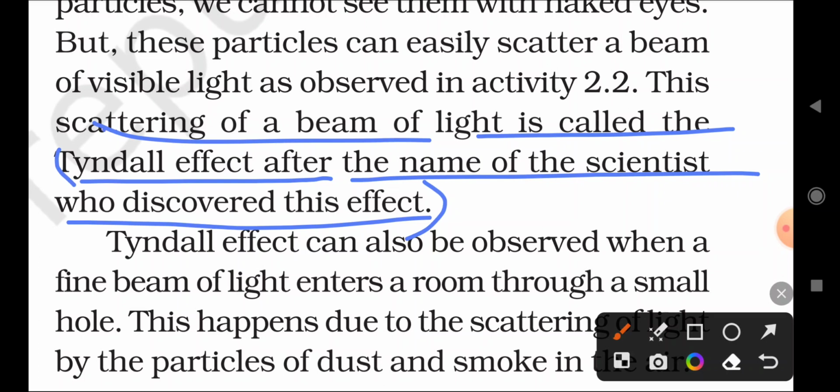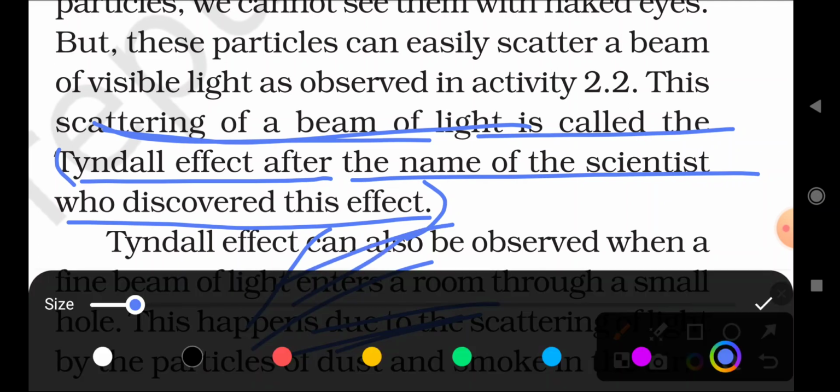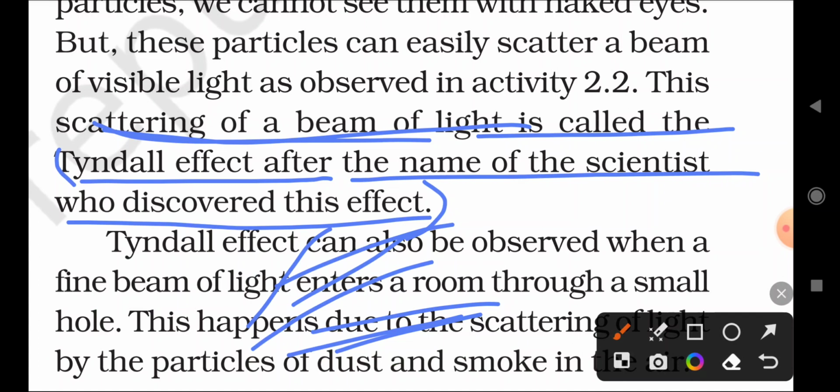We can write: the scattering of a beam of light, meaning the light is scattering. This phenomenon is called what? The Tyndall effect. What is the Tyndall effect? They will ask: scattering of a beam of light is called what?